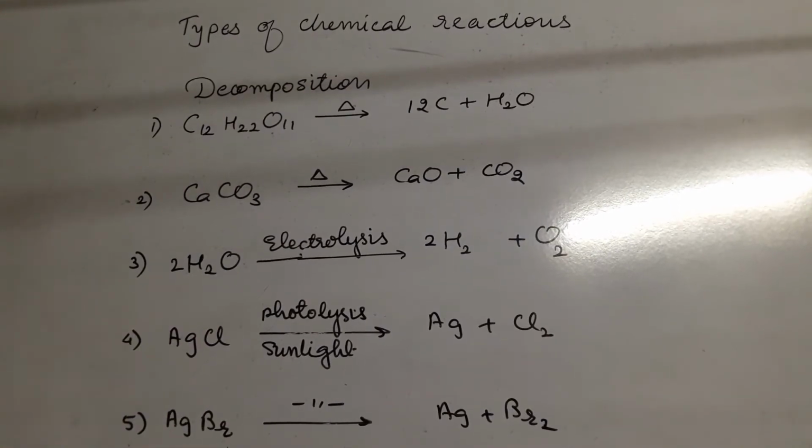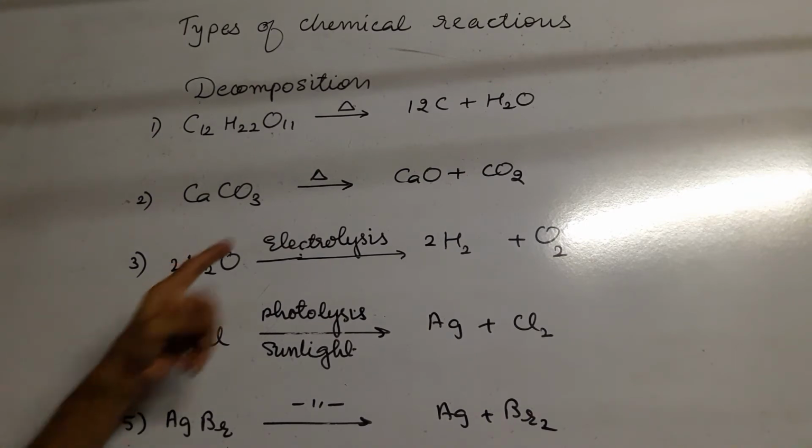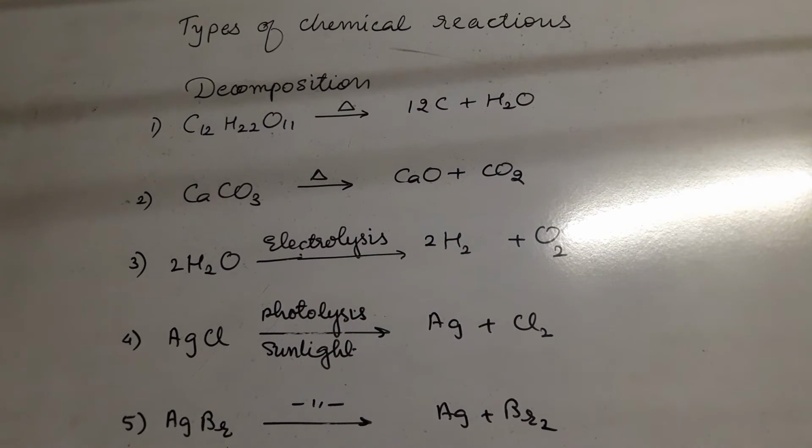The next type of chemical reaction is a decomposition. Decompose means from one compound, on heating or by electrolysis, you get two compounds. For example, if you take sugar in a spoon and heat it strongly, you will find the vapors come out and the sugar gets charred.